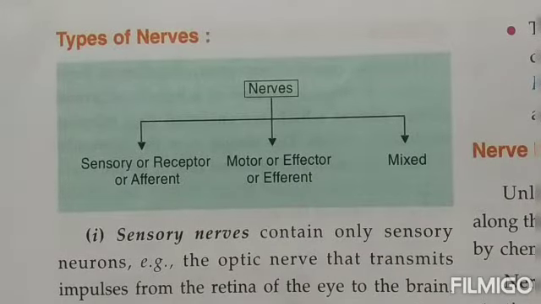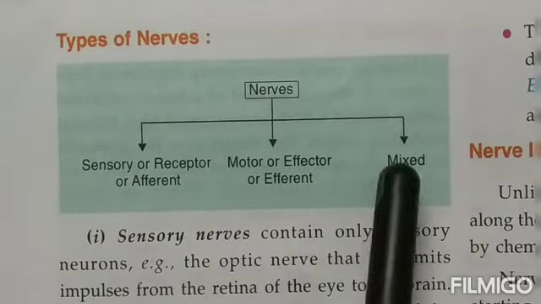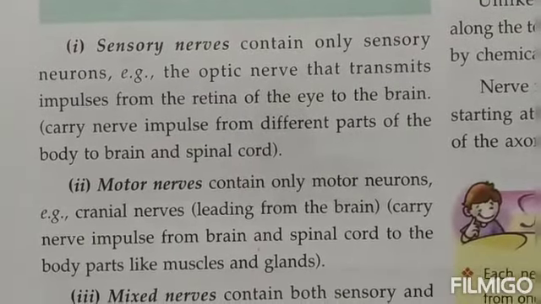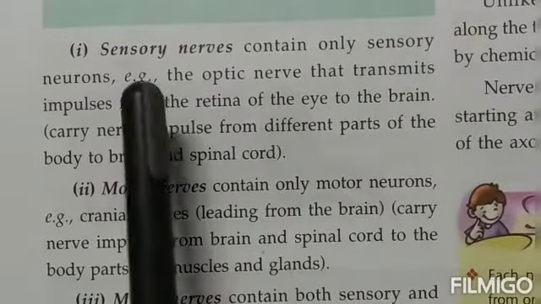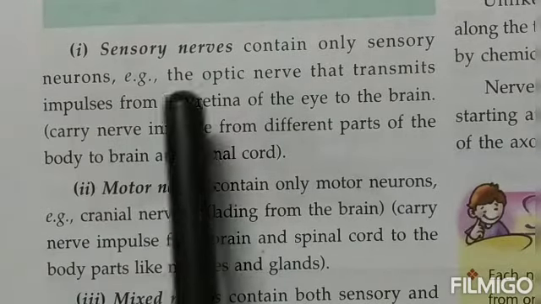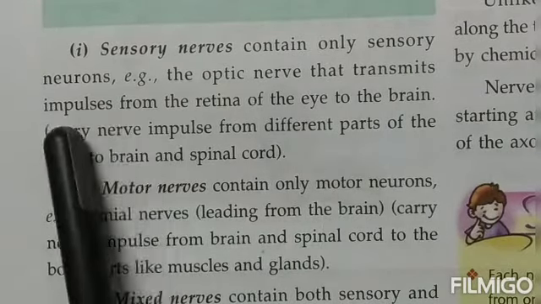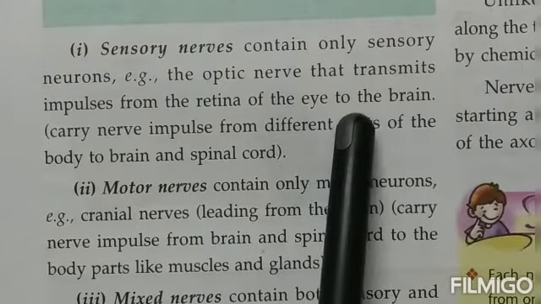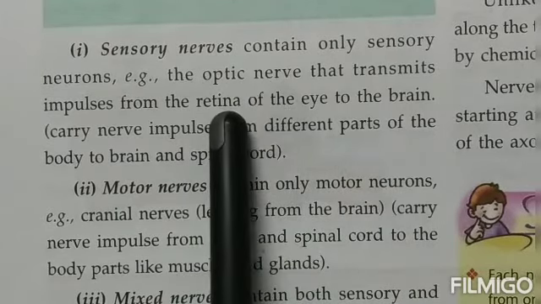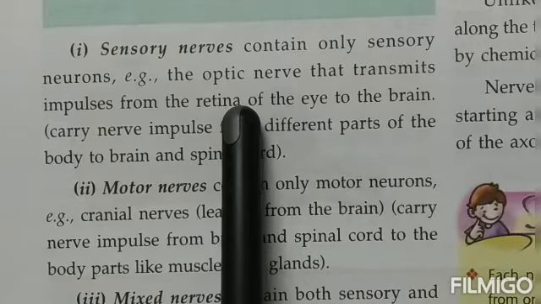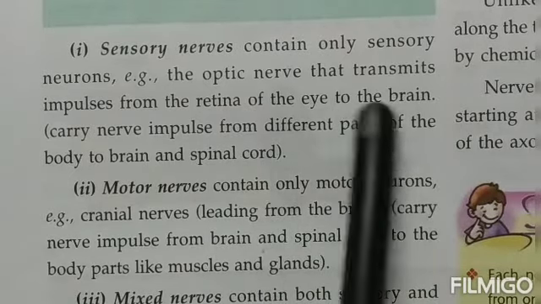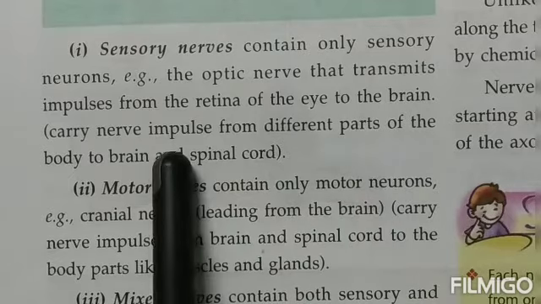Coming to the types of nerves, children, there are 3 types of nerves. Let's see each one at a time. Coming to sensory nerves, they only contain the sensory neurons. Because the name is sensory nerves, they contain the sensory neurons. The optic nerve transmits impulses from the retina of the eye to the brain. Retina is actually, children, the part of the eye which helps us to see things.